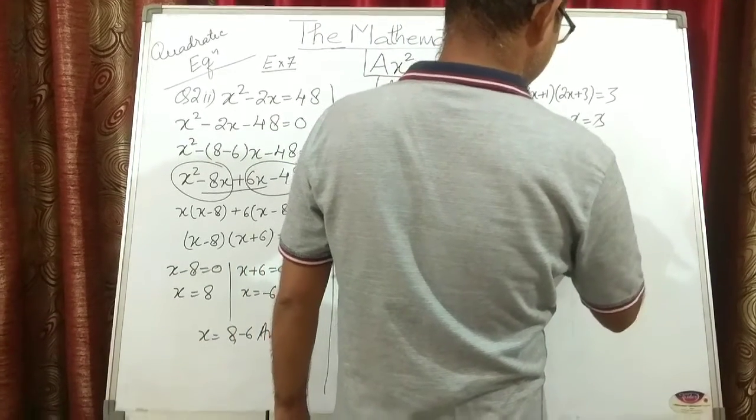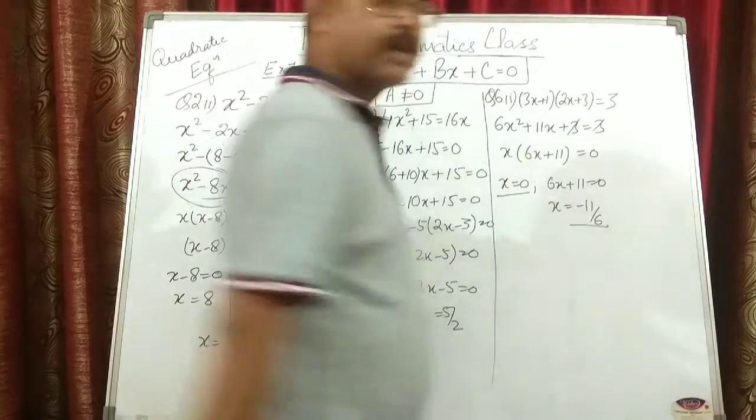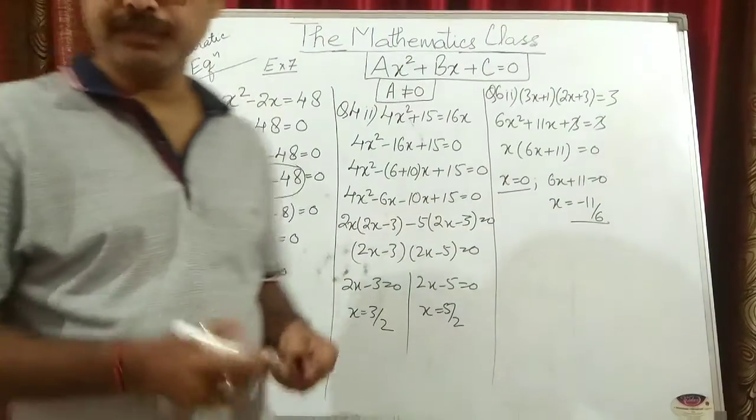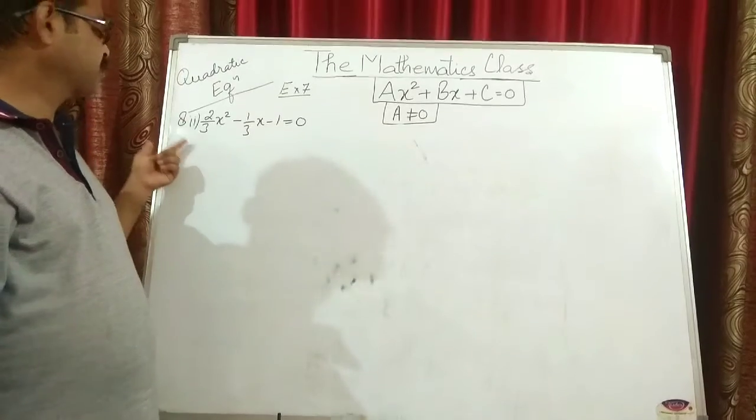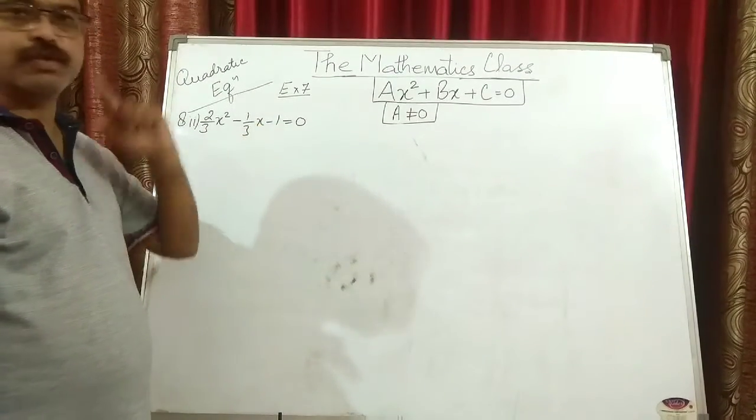It means x is equal to minus 11 upon 6. This is the final value. Next question I have taken, 8th question, second part, that is 2 upon 3 x square minus 1 upon 3 x minus 1 is equal to 0.